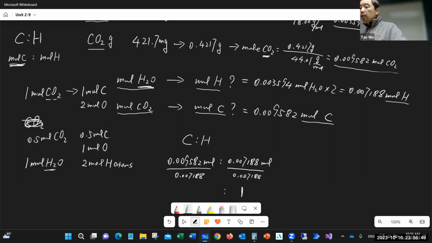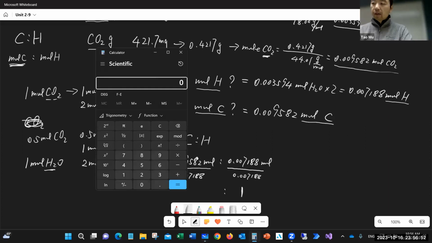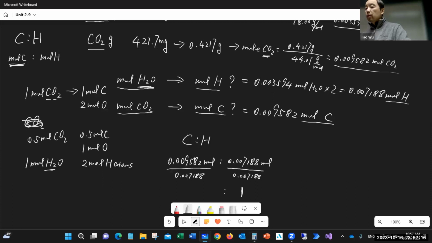And if you're looking at this one, 0.009582 divided by 0.007188, you get 1.333.